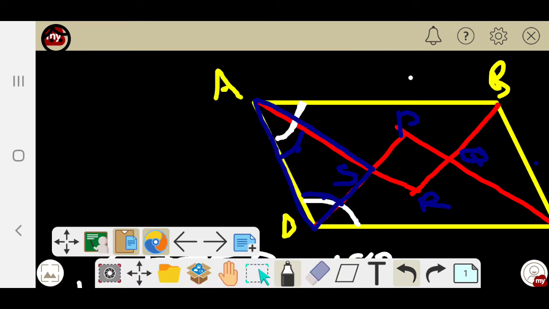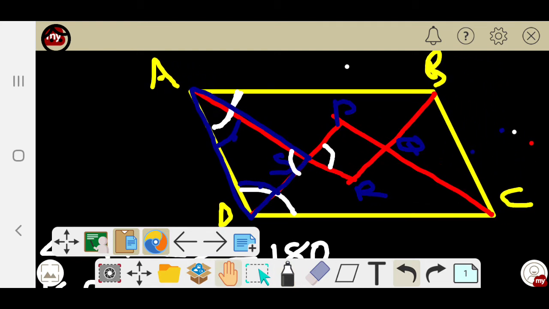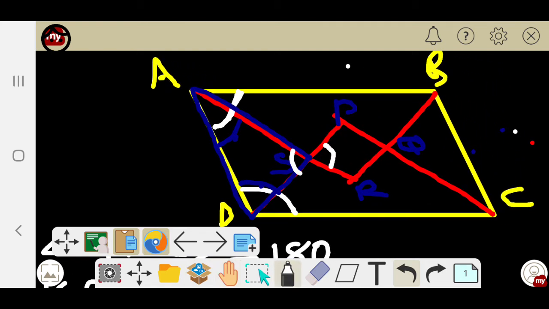Yes, this angle is 90. If the angle is 90, this vertically opposite angle, this one is also 90 degrees. Okay. Now, we got that one 90 degrees. Same way, while considering the next triangle BQC, same method.